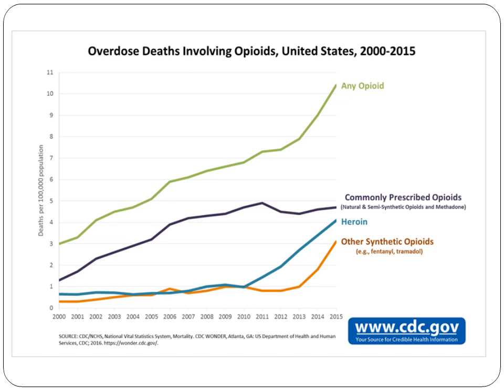As you can see with the green line on the top, with any opioids, there is a dramatic increase beginning in about 2013. As you go down through the chart, you see commonly prescribed opioids next, which are natural and synthetic opioids and methadone. Below that is heroin, which is obviously an illegal drug, but you see the sharp increase going up starting in about 2010. Then at the bottom you see other synthetic opioids such as fentanyl, and you see a dramatic increase there beginning in about 2013.